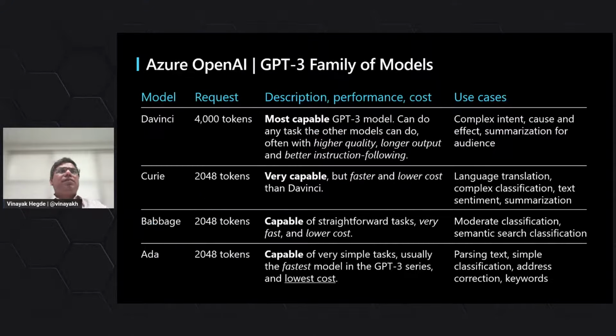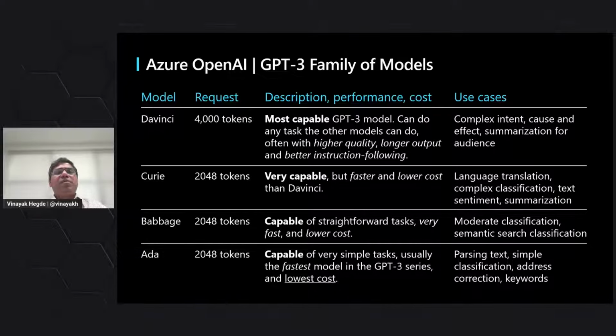Cool. So we've talked about tokens, right? Each token is roughly about four characters, and you'll see that tokens are used for generating the output of the model, and also in the pricing of the model. So knowing about tokens is very important. And you can see DaVinci is the most capable GPT model. It can do any task that other models can do, often with higher quality, longer output, and better instruction following. So if you have complex intent, cause and effect, summarization for an audience, this is the model, absolutely go for it.